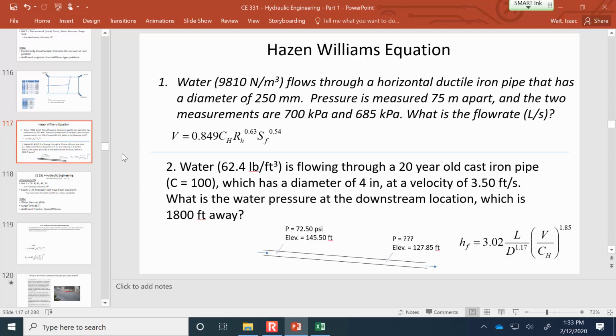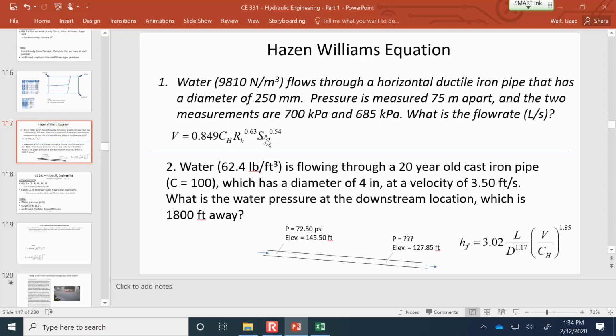And so what that enables us to do is cross out the velocity term from the energy equation on both sides. It allows us to cross out the elevation term on both sides of the energy equation. And so then H sub F is just going to be the delta P divided by gamma. So we can calculate the head loss between 1 and 2 by the measured pressure difference divided by the unit weight of water.